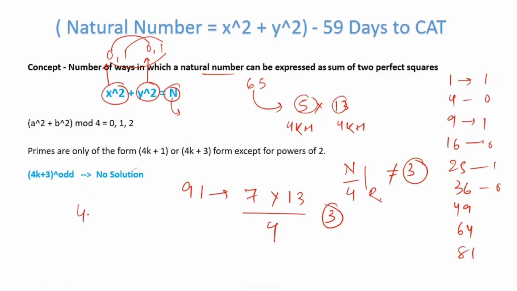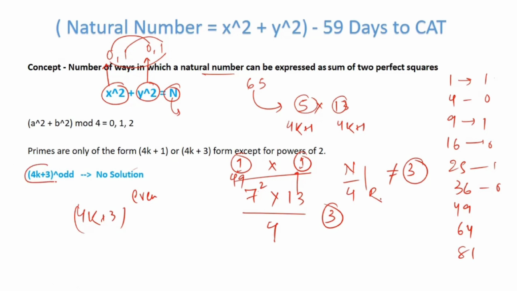Let's say you have 4k plus 3 in even power. Then it should not be a problem. For example, in this case, you have 7 square here. When you have 7 square here, then this becomes 49. Remainder here is 1 and remainder here is 1. In this case, you can get an integer solution, right? Because the remainder here is 1. But whenever you have 4k plus 3 raised to the power odd, you are not going to get any solution.